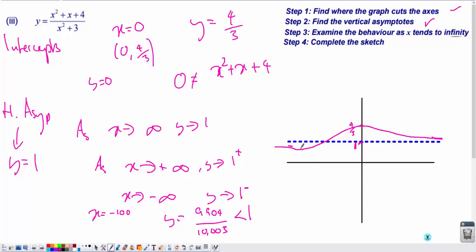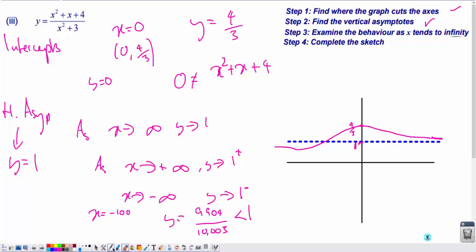We haven't found the stationary point. There's obviously a turning point somewhere here and a turning point here. We don't know if it turns here or here or here. We don't know exactly. So this sketch is going to be roughly right, but not exactly, because I don't know where my turning points are exactly.